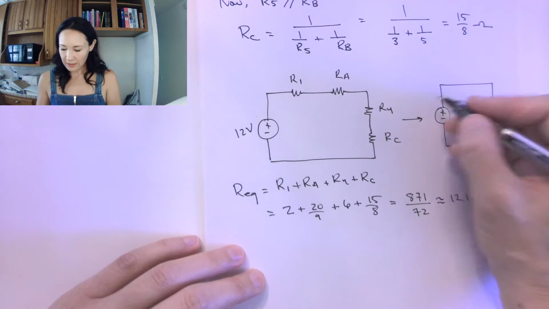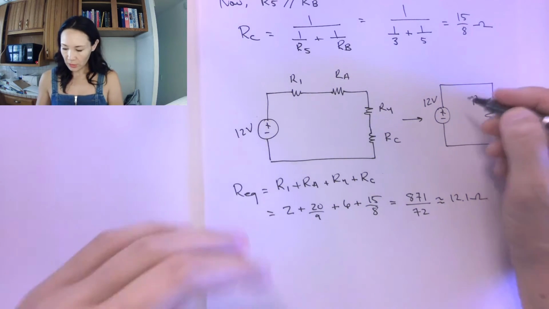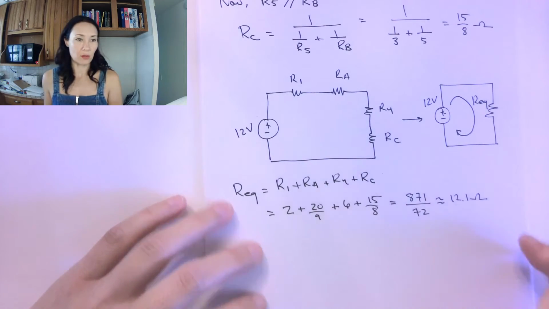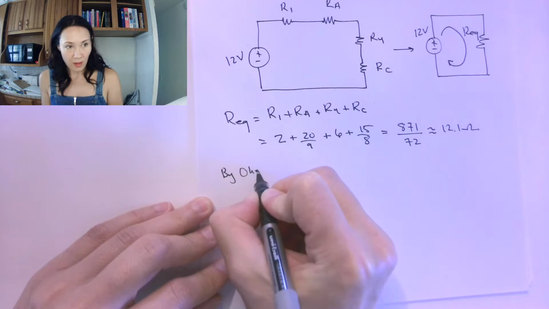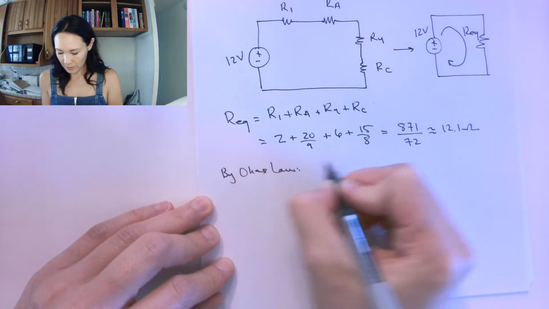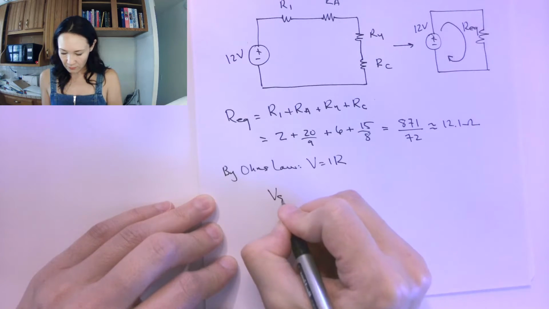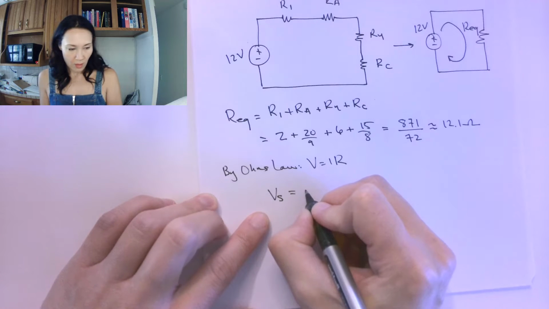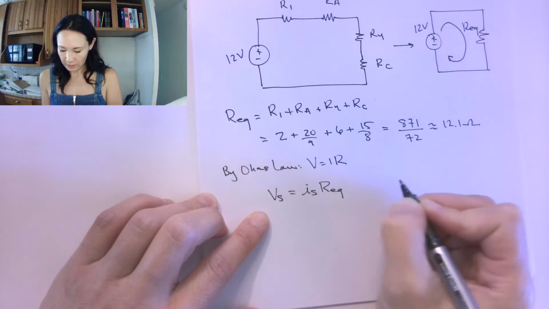Once we have that, since we know that this is a 12-volt source, we can find the current that's being delivered to our circuit by the source, just by using Ohm's law. So, by Ohm's law, V equals IR. In our case, the voltage of the source is equal to I, coming from the source, times R equivalent.